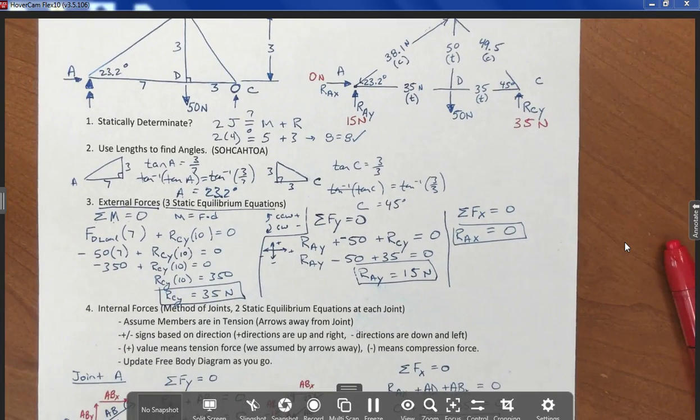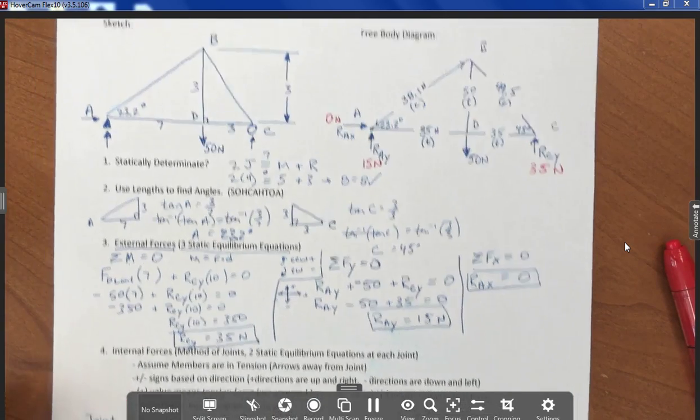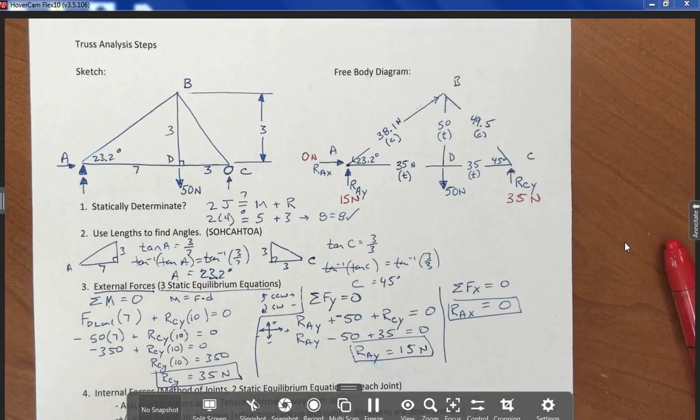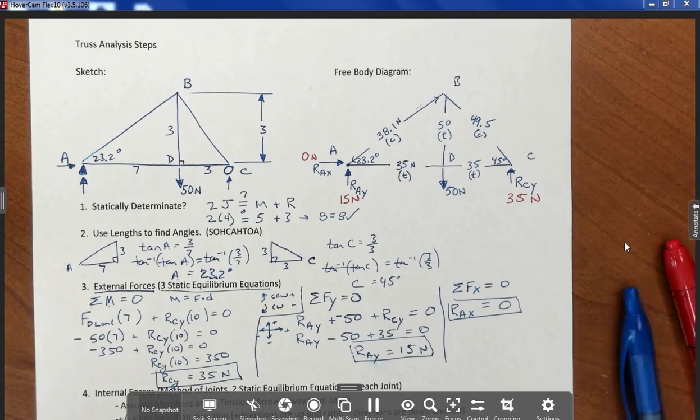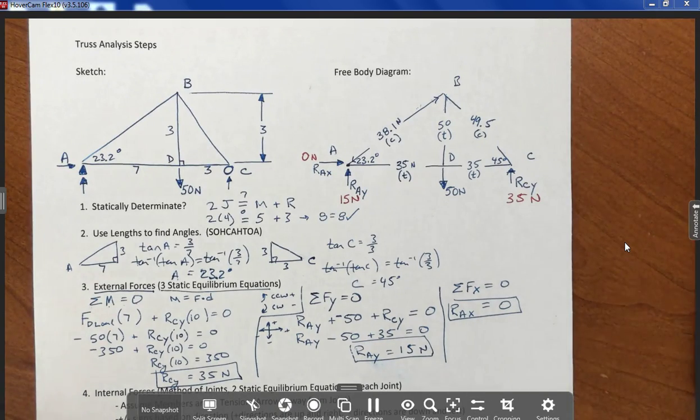All right, well, that is how to do a truss analysis. Worked out pretty slowly, so I hope that helps, just to go through it nice and slow, take our time, and I hope you have some success solving truss problems in your POE class.